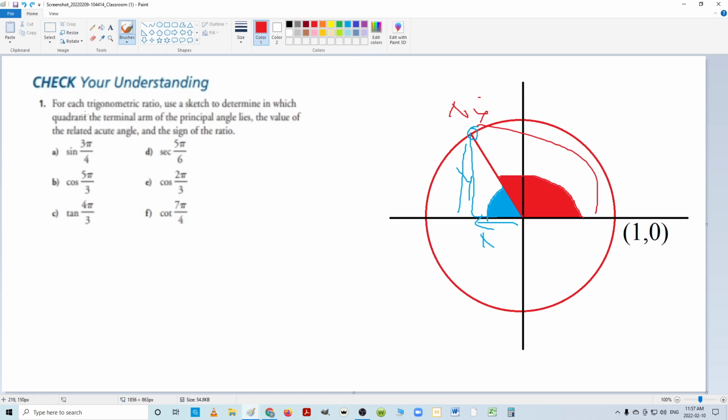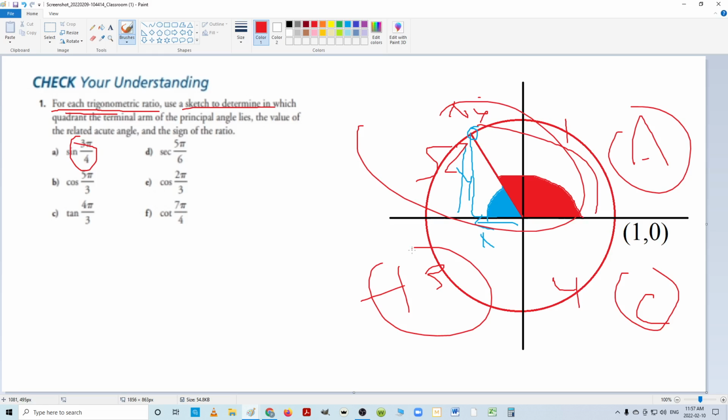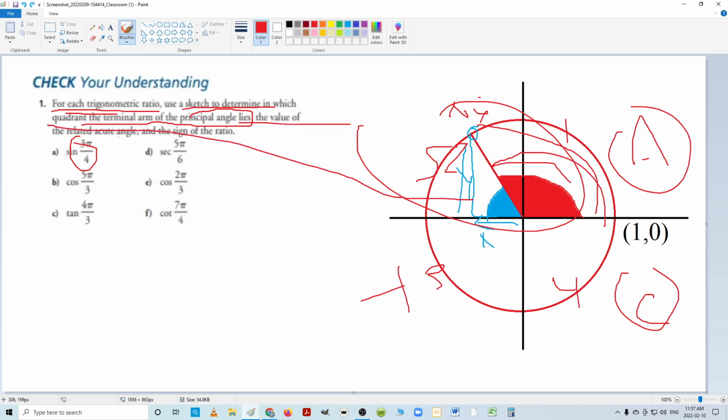But look, let's ask this question. For each of the trigonometric ratios, so these are all going to be principal angles, determine in which quadrant they fall. So quadrant 1, 2, 3, 4, and the CAST is C, A, S, T. It tells you which trigonometric identity is positive, and the others will be negative. Which quadrant does the terminal arm fall on, where the principal angle lies, so it's always going to be that red angle, and the value of the related acute angle, so we need to find this blue angle, and the sign is going to be based on CAST.